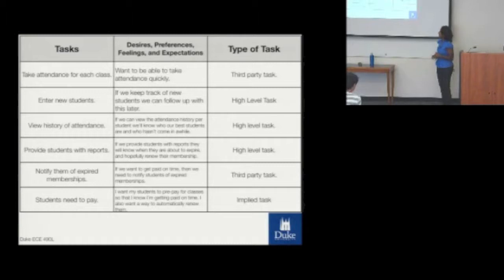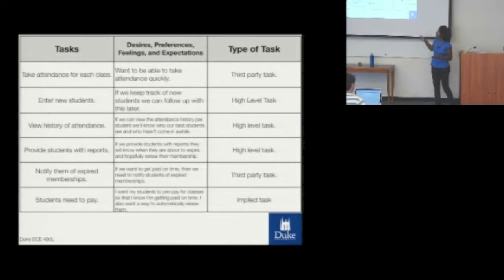All right, and then the final is that students need to pay. This is a task. I want my students to prepay for classes so that I know I'm getting paid on time. I also want to automatically have them renew. Okay, this is, of course, an implied task, meaning they're not the ones doing it, but it's also a third-party task. I didn't put that on there because the students, once again, are the ones doing it, right?